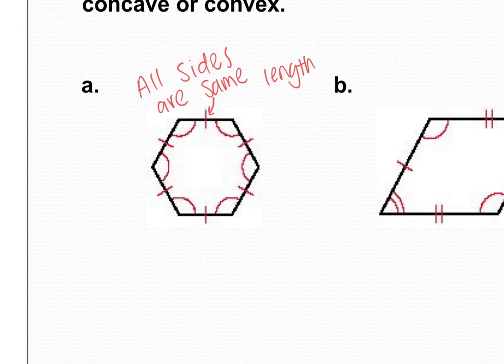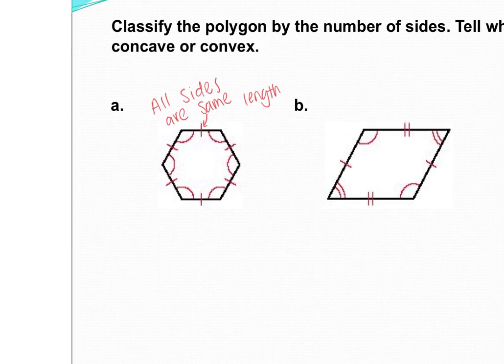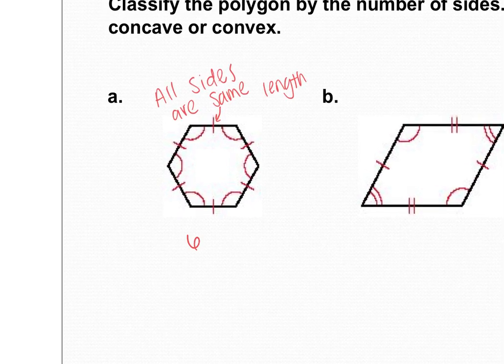Are we good there? Okay. How many sides does this figure have? 6. So 6 sides. Does anyone know what a 6-sided figure is called? Yes. It's a hexagon.